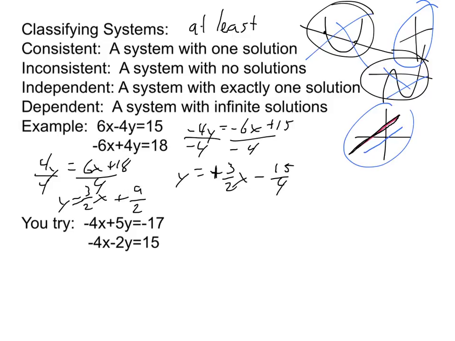Okay, so both of those have a slope of 3 halves. So they are the same slope, but they have different y-intercepts. Because they have the same slope with different y-intercepts, they never touch. So that's an inconsistent system of equations because there's no solution. Okay, why don't you try this one? Try to put it in slope-intercept form and then decide, is it consistent, inconsistent, independent, or dependent?